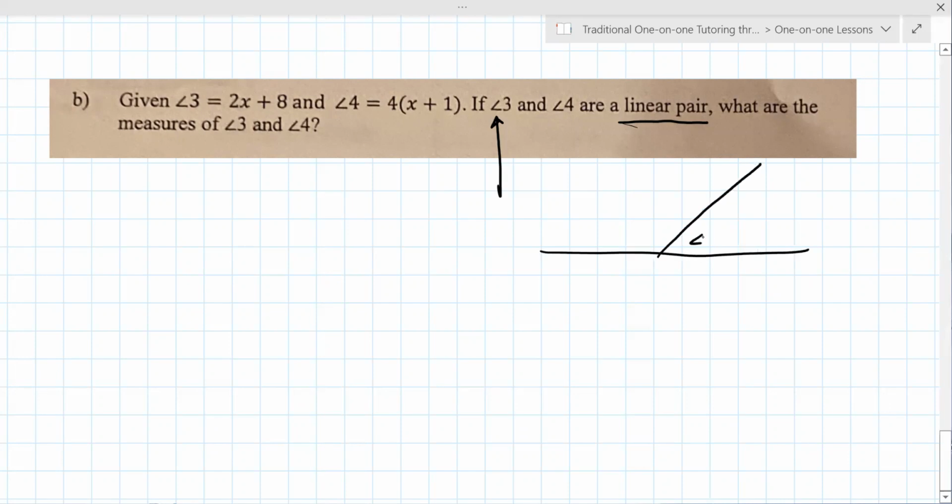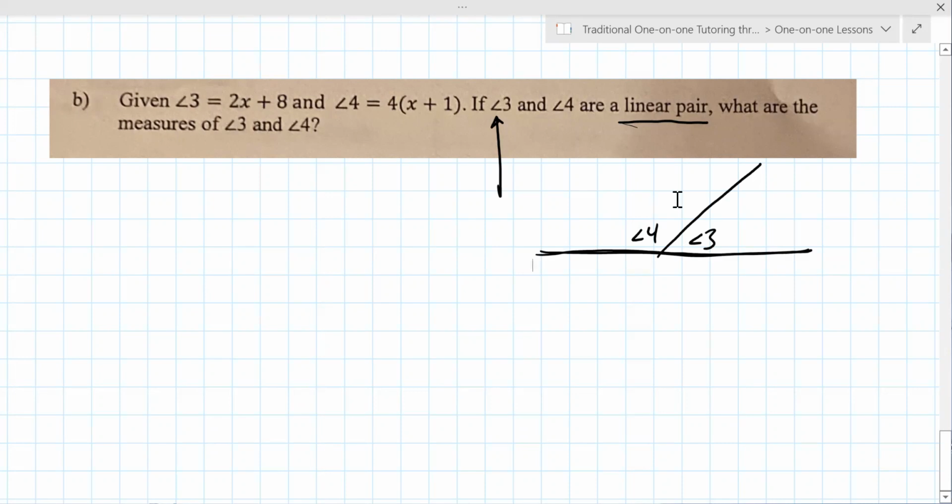Let's say this is angle 3 and this is angle 4. Do you see that angle 3 and 4 are on a straight line like that? Yeah, but it's not even a straight angle. That's just an acute angle. Right, angle 3 is acute, angle 4 is obtuse, but they combine together to make a straight angle.